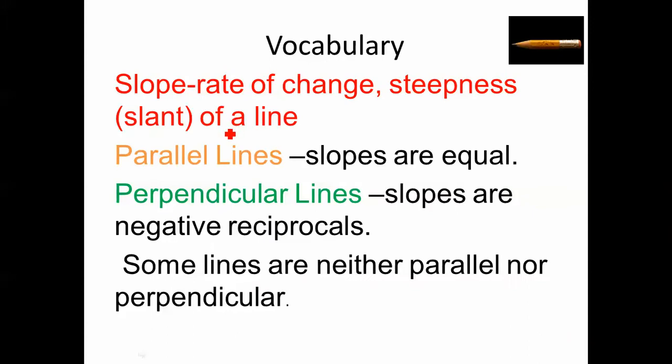Vocabulary: the slope is the rate of change, steepness, slant of a line. Parallel lines, the slopes are equal. Perpendicular lines, slopes are negative reciprocals, and you need to know that some lines are neither parallel nor perpendicular. They just intersect, but they do not necessarily have to intersect at a 90-degree angle. Write this down in your notebook. There's a pencil on the screen.